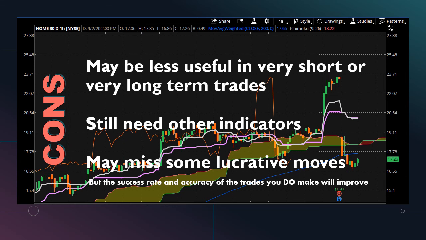And third, you may miss some lucrative moves, but you know what? You miss tons of lucrative moves every day. You don't lose money on a missed move. You can lose money on a move taken when you shouldn't have traded. At least the success rate and accuracy of the trades that you do make will improve overall.